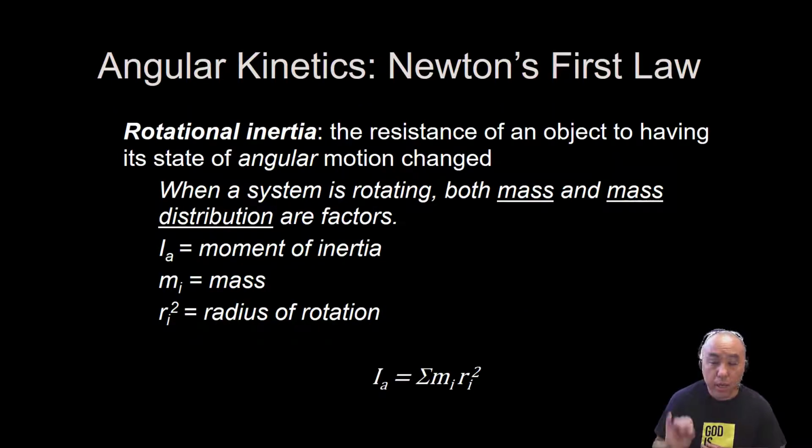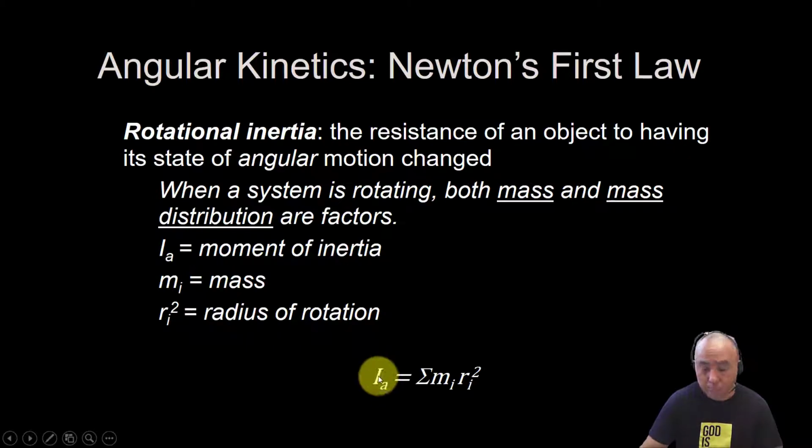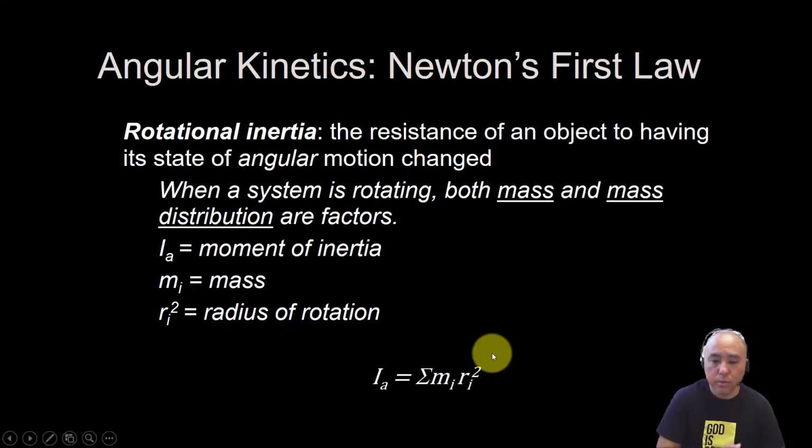In the rotational sense, we're talking about angular motion. That resistance is known as rotational inertia, or mathematically the moment of inertia, which is provided by this equation here. The moment of inertia of an object or of a segment is equal to the sum of the segmental mass multiplied by the square of the radius of rotation, which is just the distance from the axis of rotation to a point on that segment.